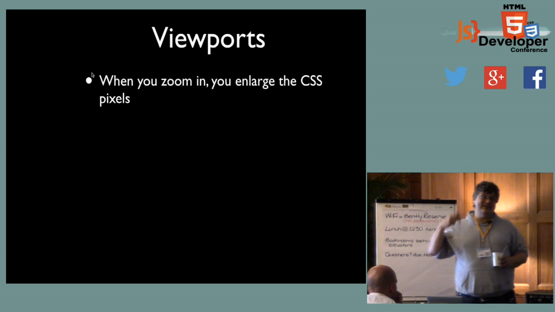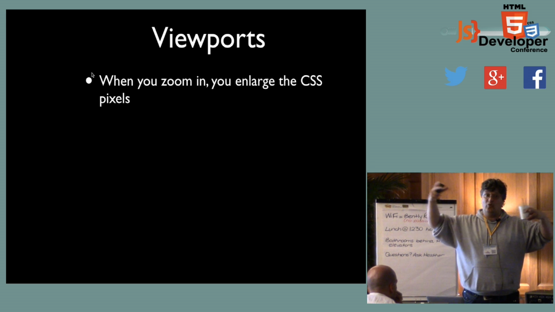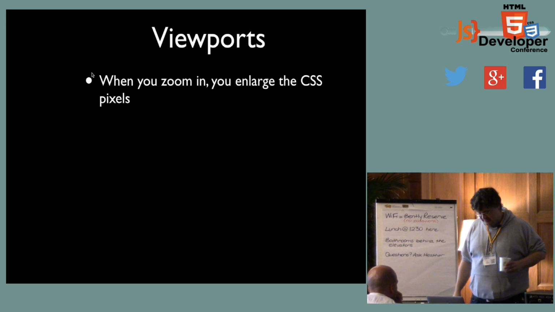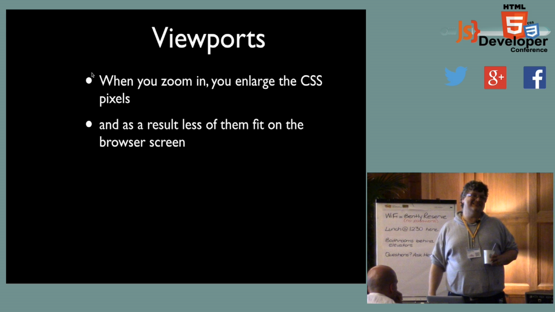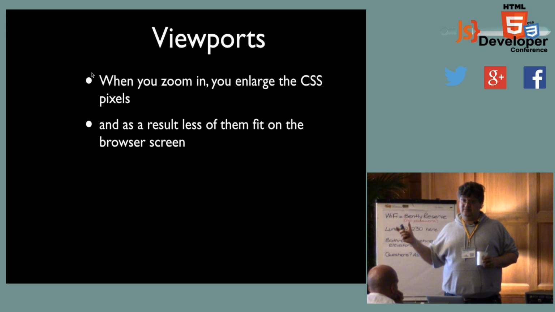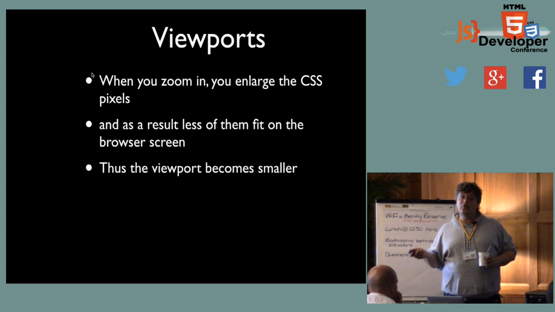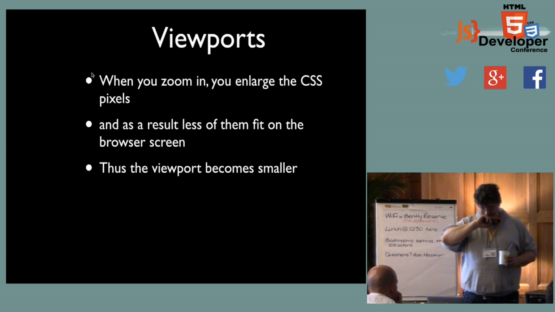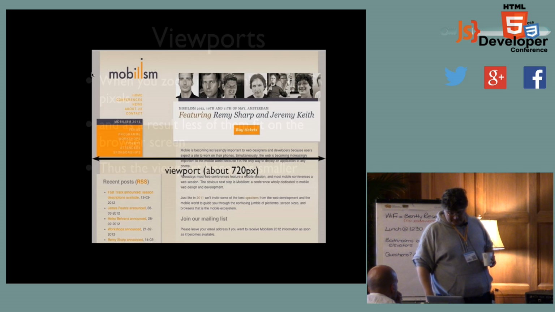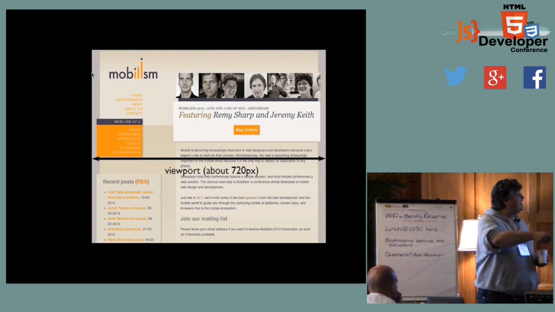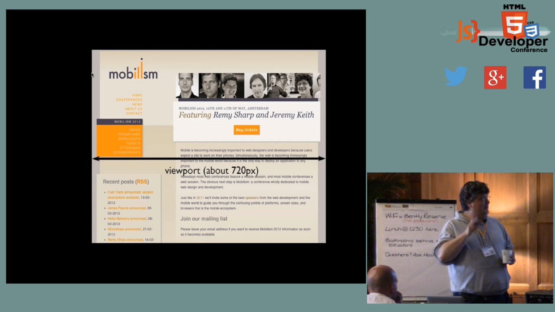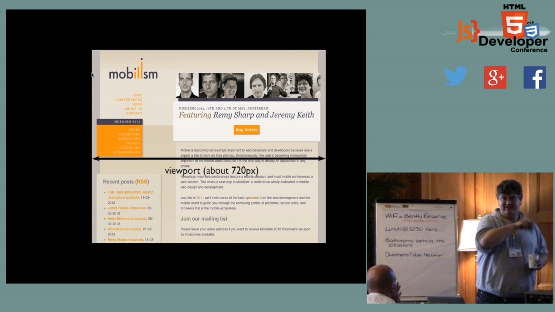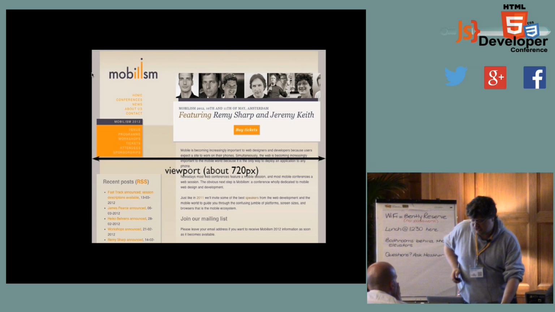As I said before, when you zoom in, the CSS pixels grow larger, each individual CSS pixel. And the result is that less of them fit on the screen, right? So the viewport becomes smaller. This is an important concept, especially on desktop and to a lesser extent on mobile. So, again, our example site, and the viewport here is about 720 pixels wide. That's because of the way I took this screenshot. There's nothing fundamental about the 720 pixels.